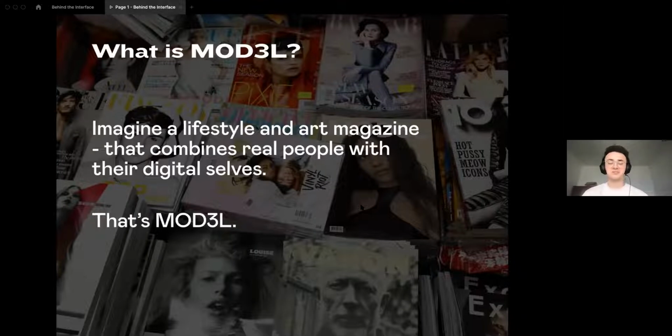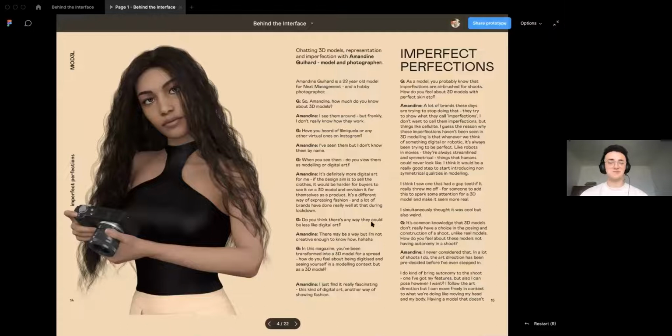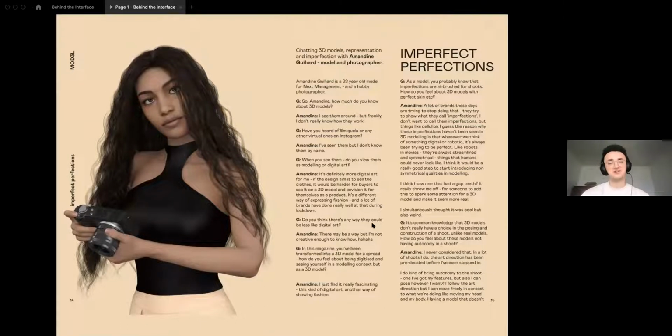That's what I would describe the model as. I combine real participants with real interviews and transform them into 3D and discuss digital topics. So for a sort of little preview, these are a few spreads that I've done through the magazine.